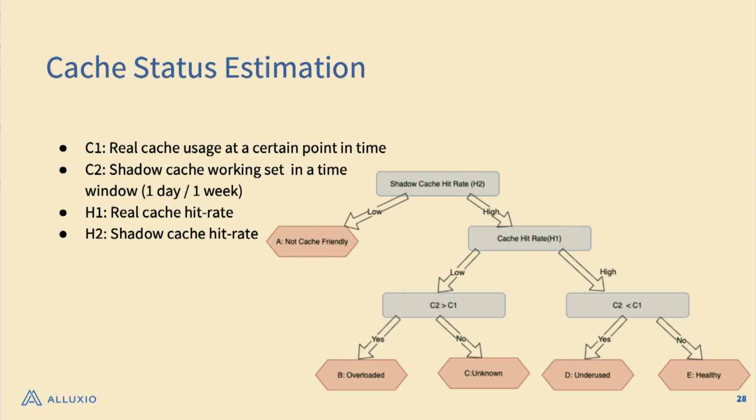If the real cache usage is larger than or equal to the shadow cache, it means your current cache is overloaded, so you can just add more cache space. On the other side, if the cache hit is high, we can also look at the usage of the shadow cache and the real cache. Sometimes we may find your cache is underused, which means you can shrink your cache cluster and save your money. You can reduce the cache space maybe from 1 terabyte to 500 gigabytes, but with a similar cache hit rate.